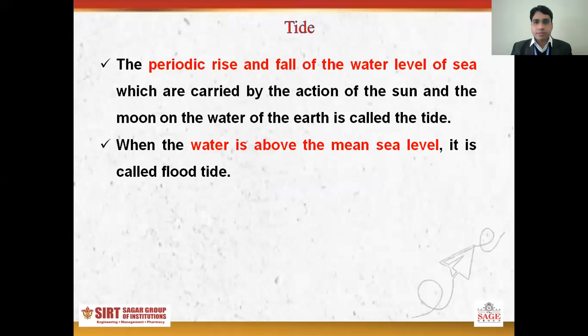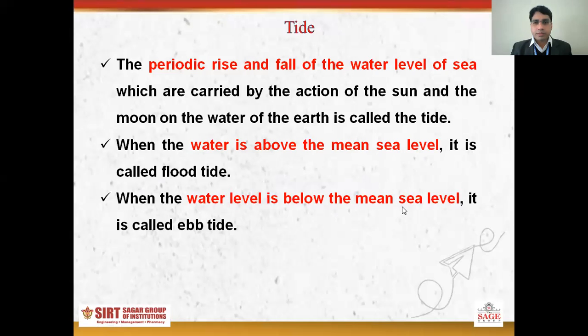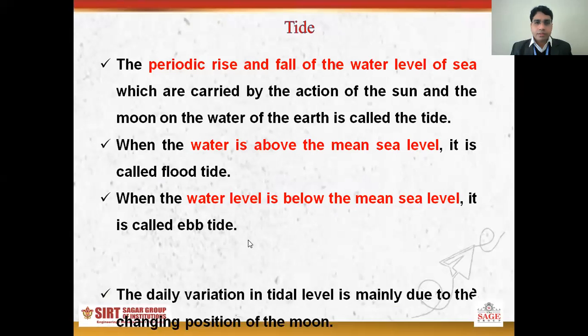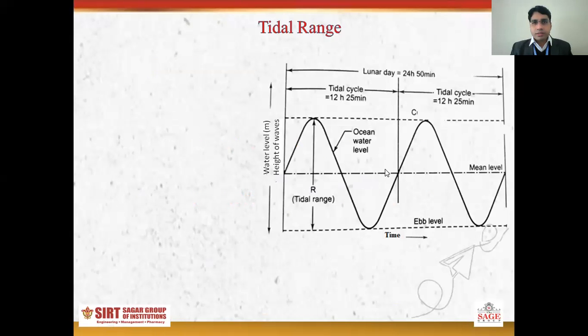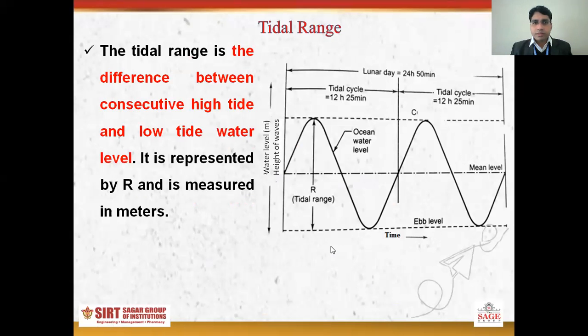When the water is above the mean sea level, that is called flood tide, and when the water level is below the mean sea level, that is called ebb tide. The daily variation in the tidal level is mainly due to the changing position of the moon. Here you can see the tidal range. So what is the tidal range? Actually, it is the difference between the consecutive high tide and low tide water level.